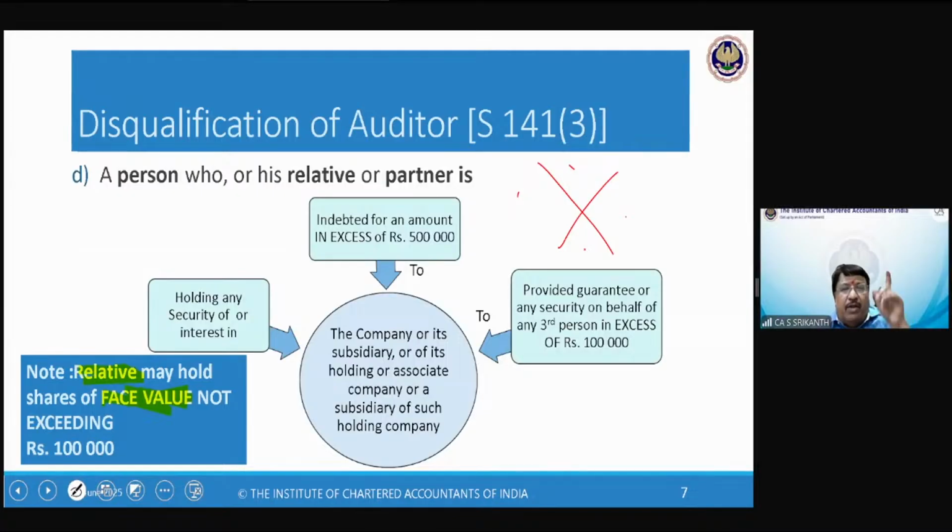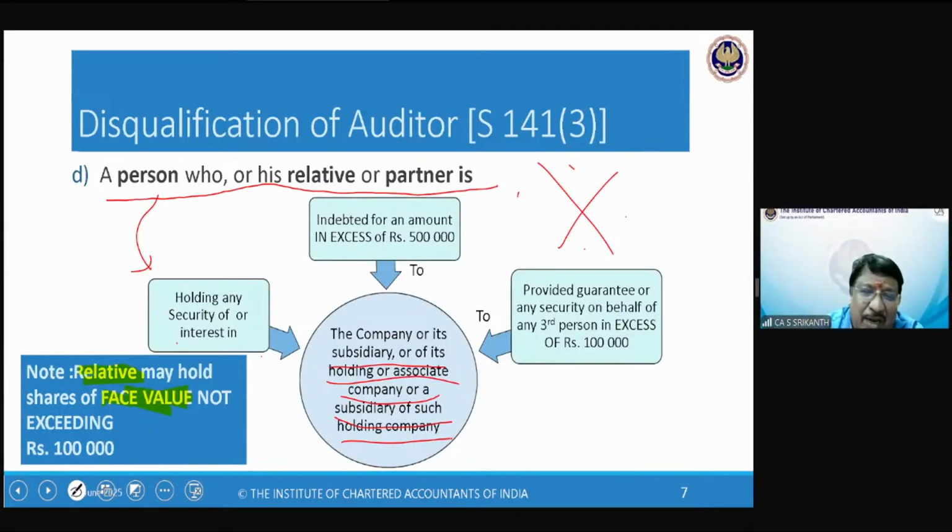A person who or his relative or partner is, now read like this: a person who or his relative or partner is holding any security of or interest in the company or its subsidiary or of its holding or associate company or a subsidiary of such holding company. Please go and see the definition of holding and subsidiary companies. You'll be very surprised. For that purpose alone, they will include LLP. Normally, body corporate includes Indian company and foreign company, and company means only Indian company. But for the purpose of the holding and subsidiary definition alone, they will include LLP also. Just check it out. Okay.